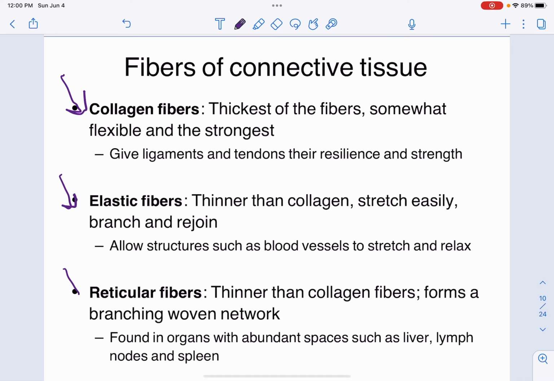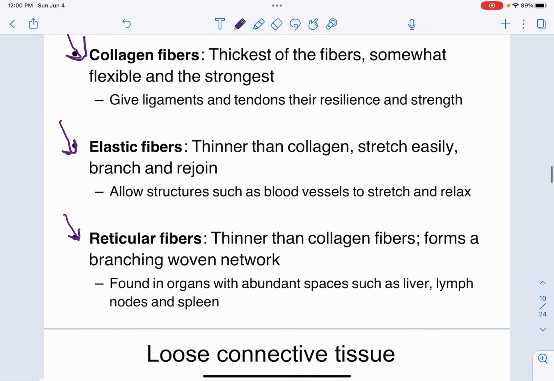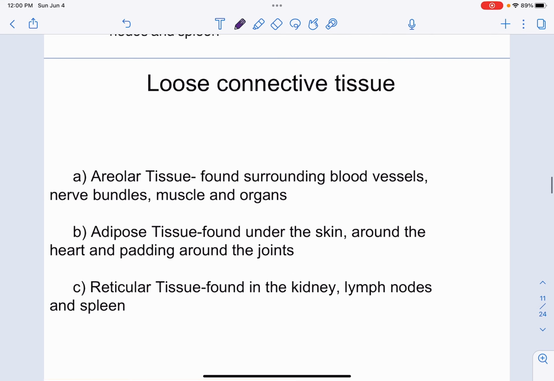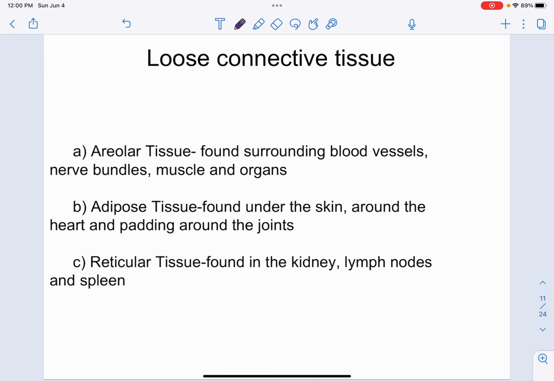The last type of fiber that I'll show you are called reticular fibers. These are thinner than collagen fibers, and they form kind of like a branching network or a mesh. And they are found in organs that have abundant spaces such as liver, lymph nodes, and spleen.